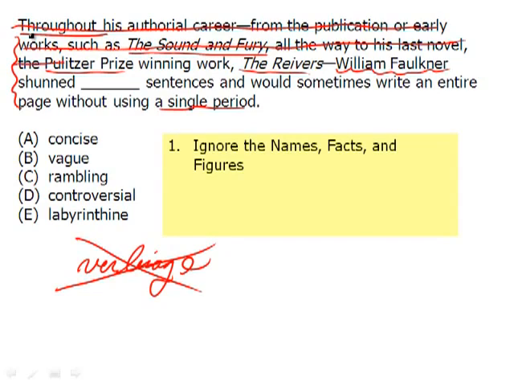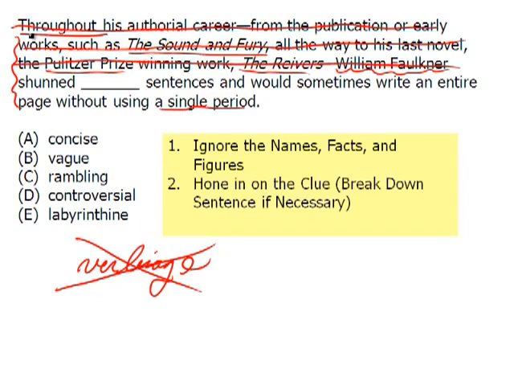Could be anyone. We are looking for what? We are looking for the clue. We are honing in on it. Where is it in this mess of words, in our verbiage swamp? Well, we get to the point where he shunned. That's the first important word we have to know. To shun is to avoid something. He avoided certain sentences. What sort of sentences? Well, he would sometimes write an entire page without using a single period.